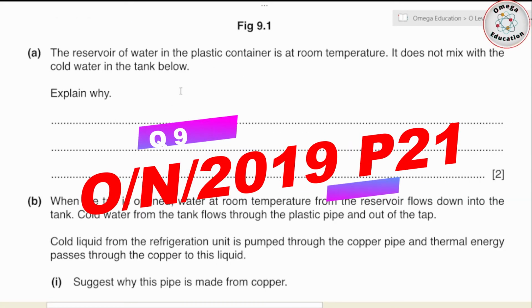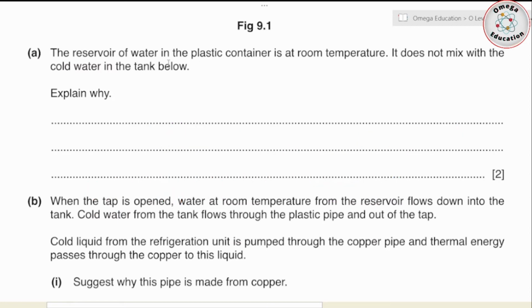Explain why the reservoir of water in the plastic container that is at room temperature does not mix with the cold water in the tank below. So the thing is, cold water and hot water have different densities. Just like cold air and hot air have different densities, and hot air we study in thermal energy as well. Hot air rises up and cold air sinks towards the bottom. So likewise is the case here.